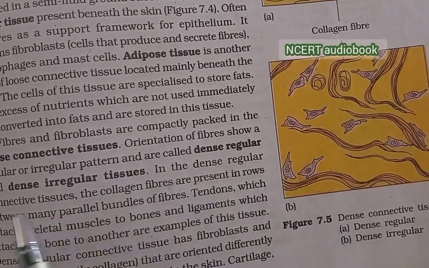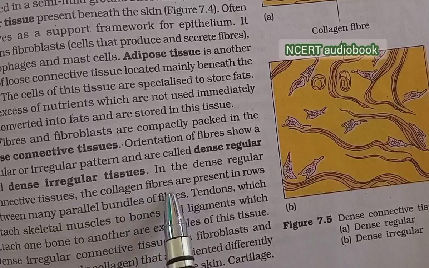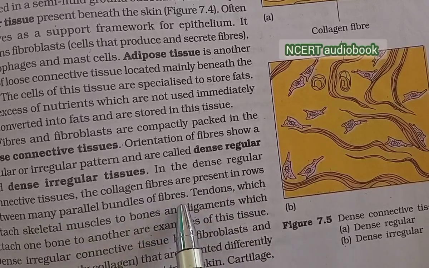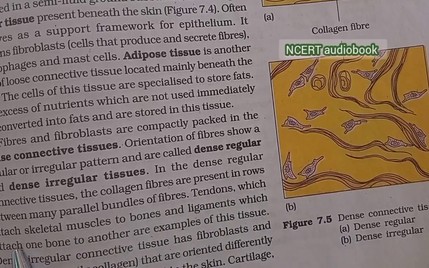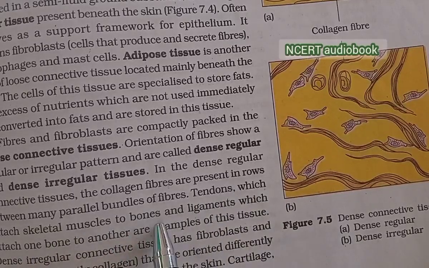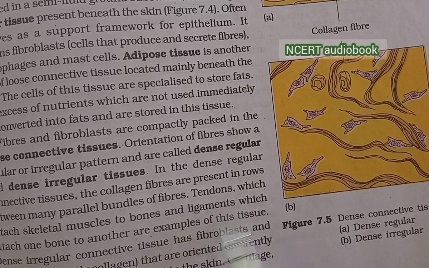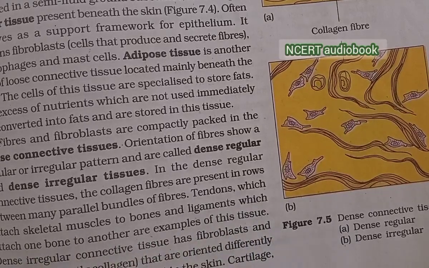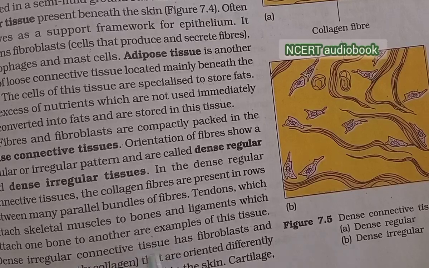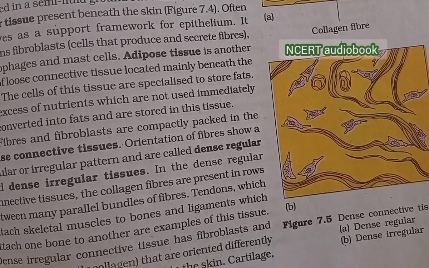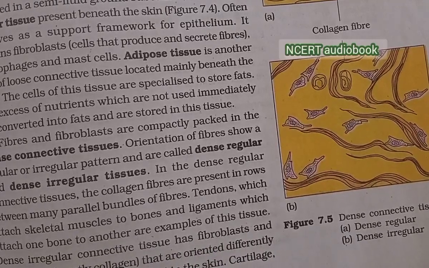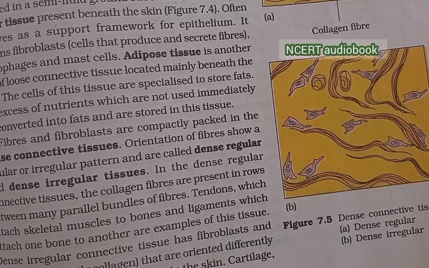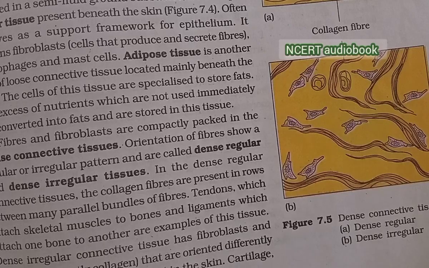In the dense regular connective tissues, the collagen fibers are present in rows between many parallel bundles of fibers. Tendons, which attach the skeletal muscles to bones, and ligaments, which attach one bone to another, are examples of this tissue. Dense irregular connective tissue has fibroblasts and many fibers, mostly collagen, that are oriented differently. This tissue is present in the skin.